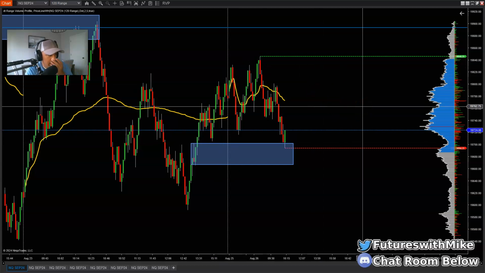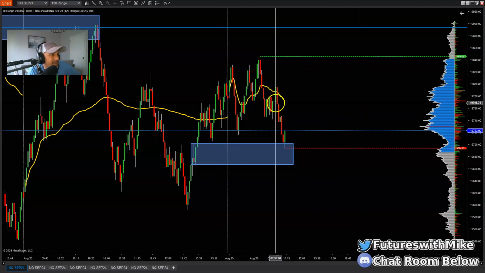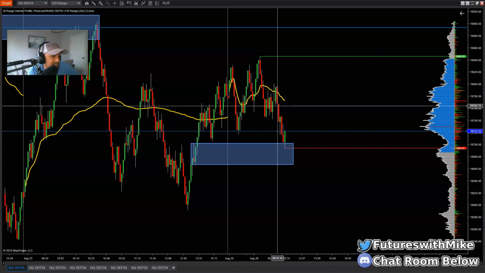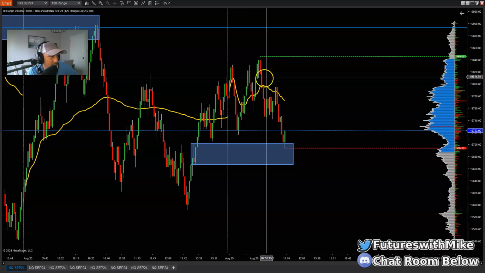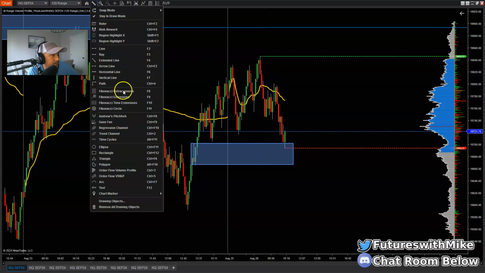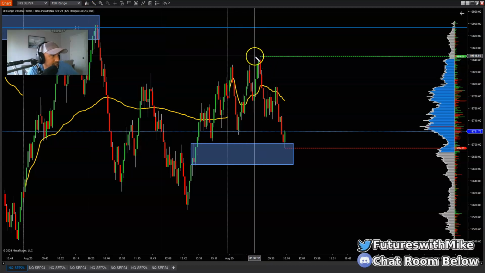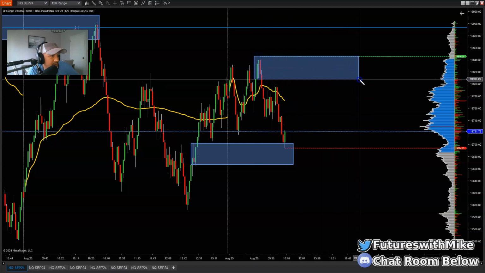So now we have to wait it out. Let's see what does happen if it gets back up to this area here at 763. I'm not gonna take a trade there, to be honest with you. I would be more interested up here, and I'm gonna mark this area because this would be my zone of interest if we do get back here.